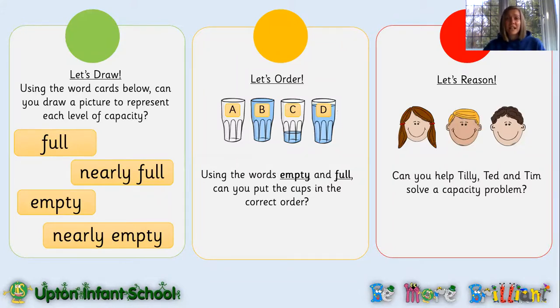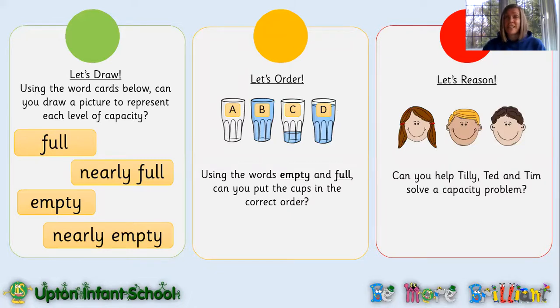So the green challenge says, let's draw. And what you've got to do is use our 4 learnt words to have a go at drawing a picture to represent each level of capacity. So you would have to draw something that is full, nearly full, empty, or nearly empty.